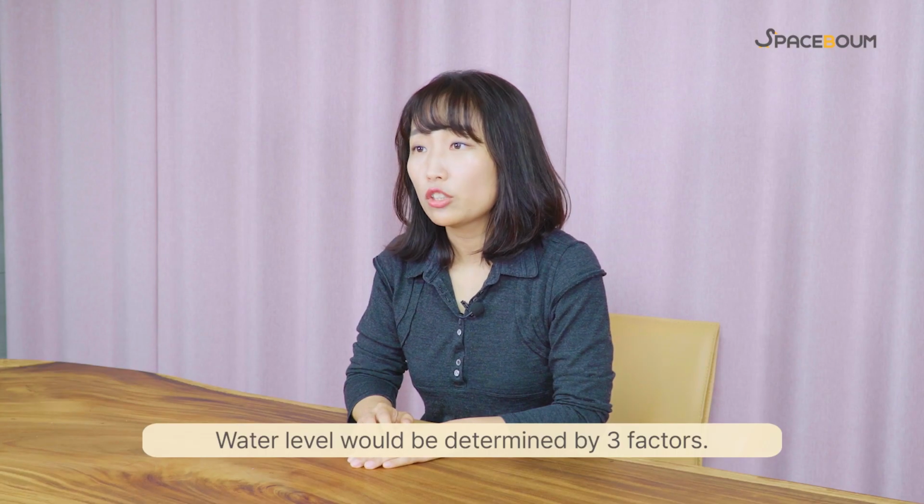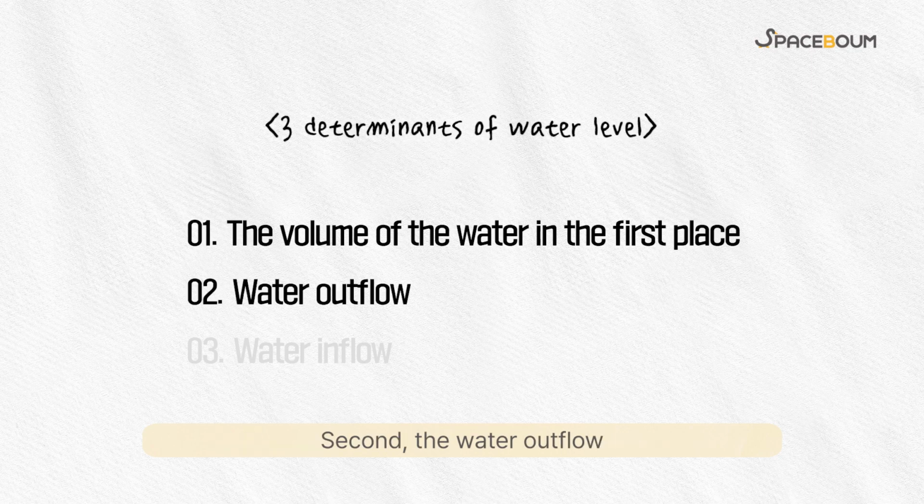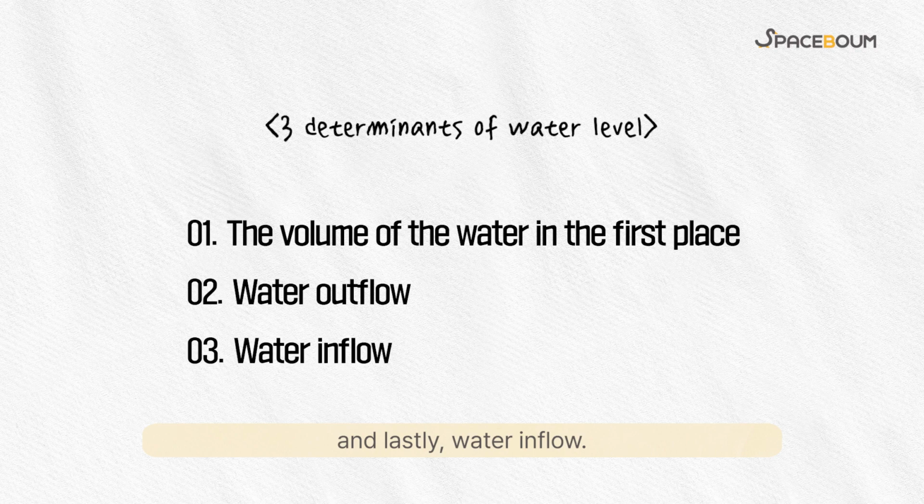Water level will be determined by three factors. First, the volume of the water in the first place. Second, the water outflow. And lastly, the water inflow.